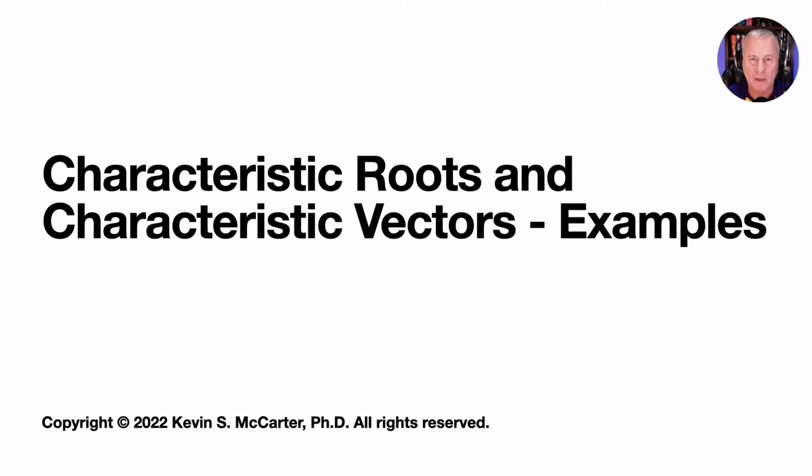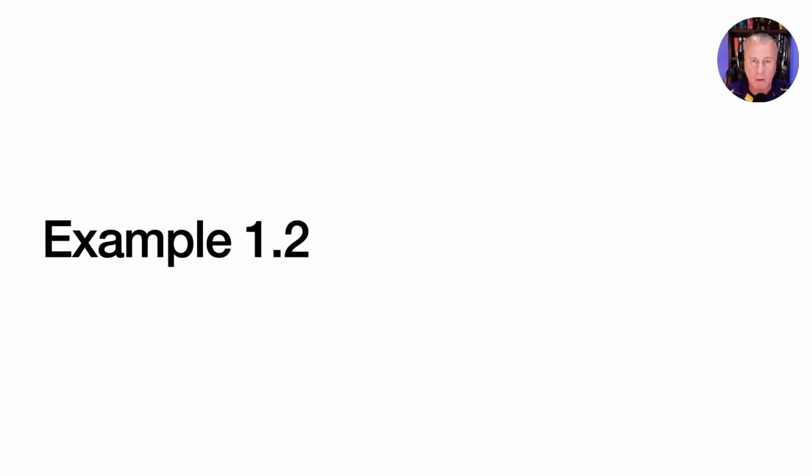All right, welcome back. In this lecture, we continue looking at examples of the use of characteristic roots and characteristic vectors to calculate functions and determine properties of the square symmetric matrix from which they were calculated. Now, in this lecture video, we're going to be looking at example 1.2. So let's take a look.